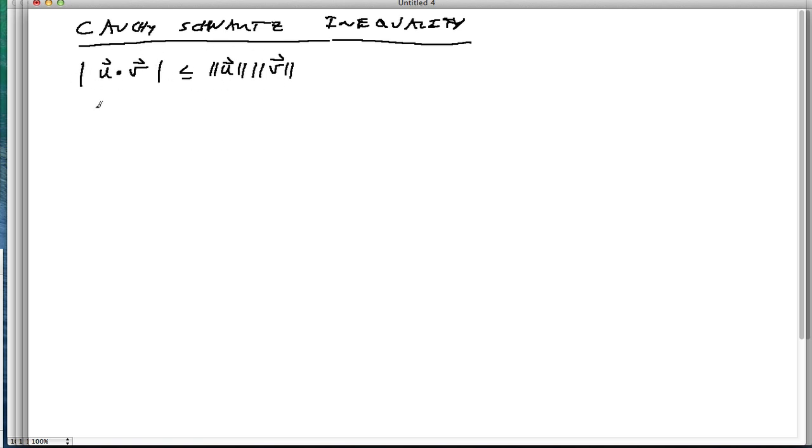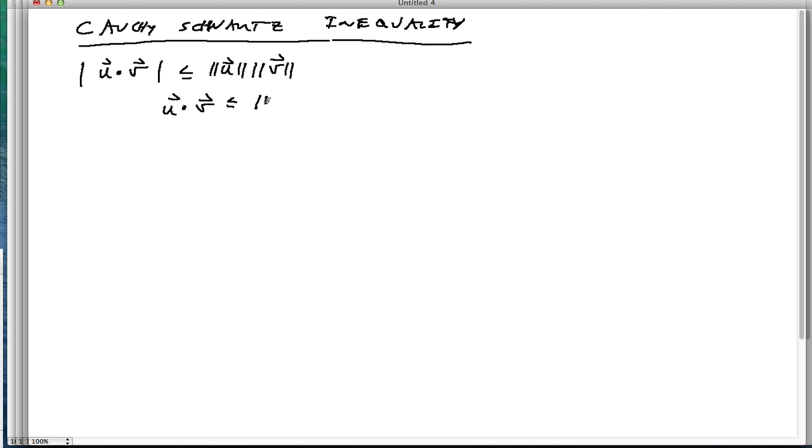It's always going to be less than or equal to the product of the lengths. So it gives us a nice bound for what the inner product is. We'll tell you some consequences of this. So we'll just rewrite this. We'll take off the absolute value here and put the dot product like this.